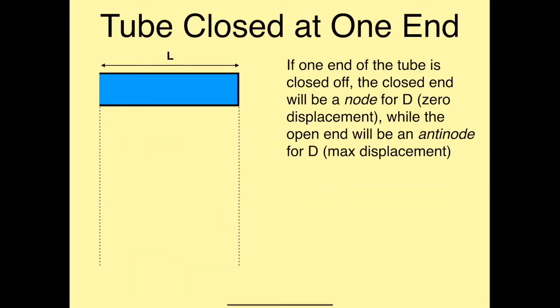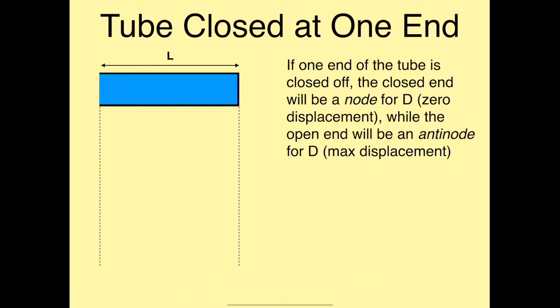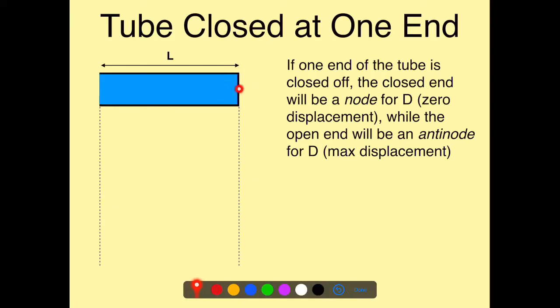Okay, so what happens then if we have a tube that's closed off at one end but open at the other end, like this? So we have a wall here that keeps the tube closed off at the right end, but it's open at the other end. Well, in that case, the closed end is going to be a node for displacement because air molecules are not free to move at this point. So they're going to have 0 displacement where the wall is. But the open end is going to be an antinode where we have a maximum displacement.